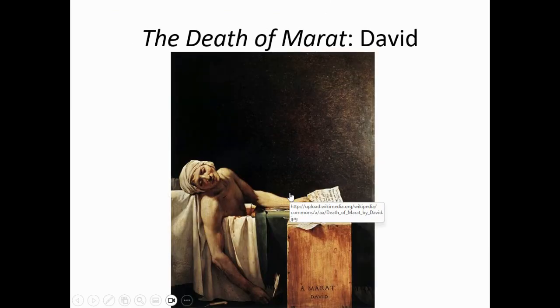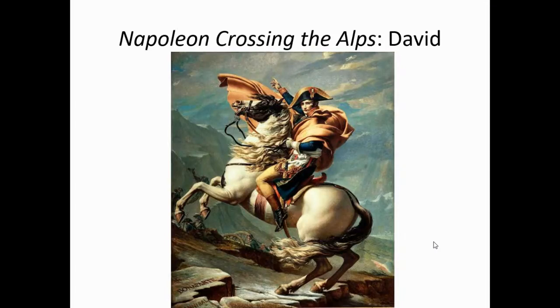We move on to the Death of Marat. This, of course, is a scene from the French Revolution in which Marat has been killed by Charlotte Corday. If you were to zoom in on the letter that you can see there, he has Charlotte Corday's name on that letter. And this is the model, actually, of the painting that sits above my desk that shows a scene from the Trojan War. The young woman who painted it used this as her model, Jacques-Louis David's The Death of Marat, dead in the bath. Napoleon Crossing the Alps.